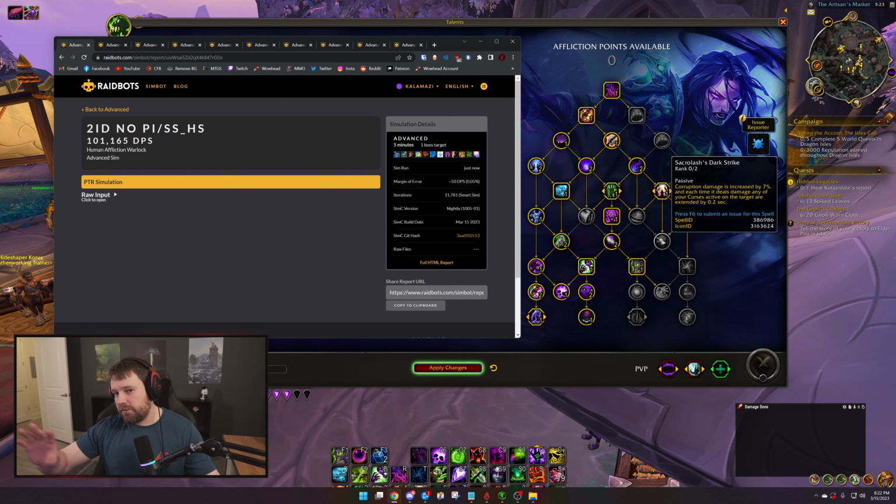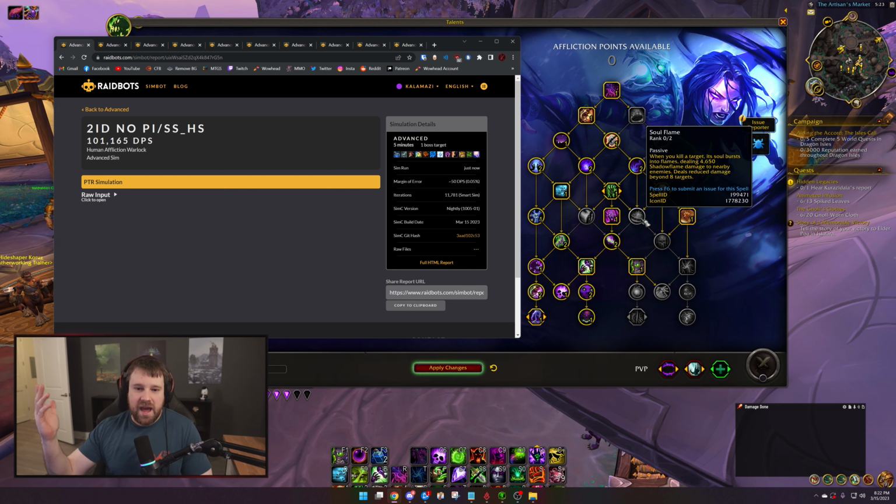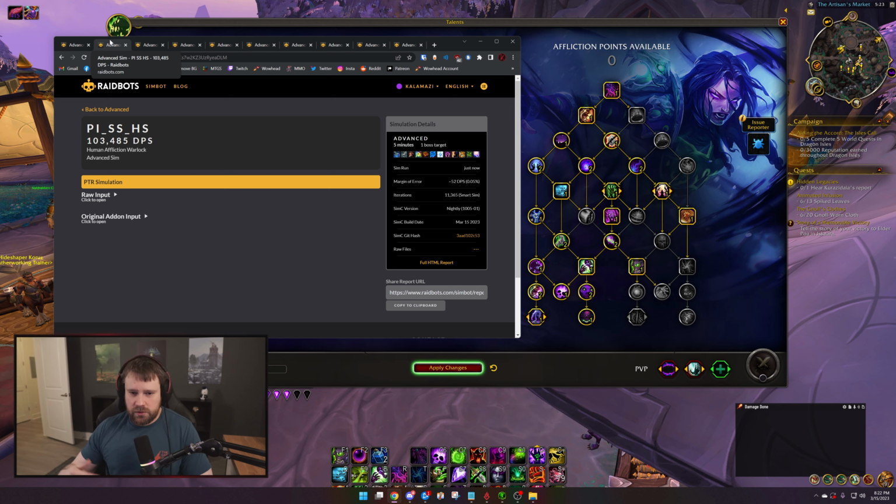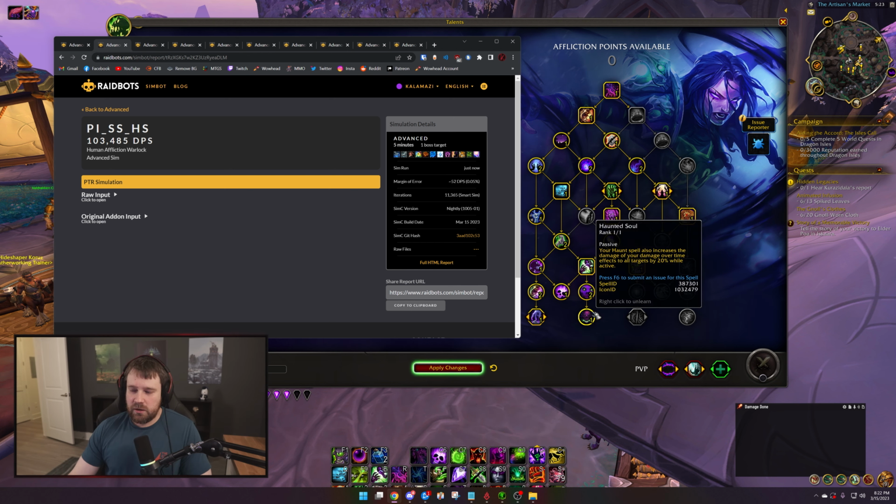Now, I will say for all these sims, obviously, if ID is applicable in certain settings to a similar extent, if Soul Flame is applicable, play that. It's more than fine. This is a general template to go off of, right? So the build that I have played for the majority of PTR has indeed been this, the Pandemic Invocation Soul Swap Haunted Soul build in single target, right?